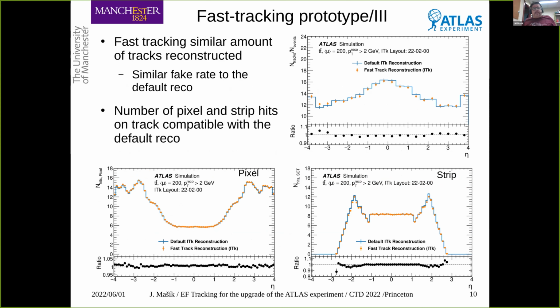As we omit the ambiguity solver, you can ask whether it has a negative impact on the number of fake tracks. This we can see from the plot on the right, where we see the number of reconstructed tracks in eta, and compare the number of tracks for the default reconstruction and fast reconstruction. And it's a very similar amount of tracks. So the fake rate is also similar. And in terms of the track quality, you can see the composition of hits on tracks for the pixel detector on the left and the strip detector on the right. And again, the number of hits we see on tracks is compatible between the fast and default track reconstruction.